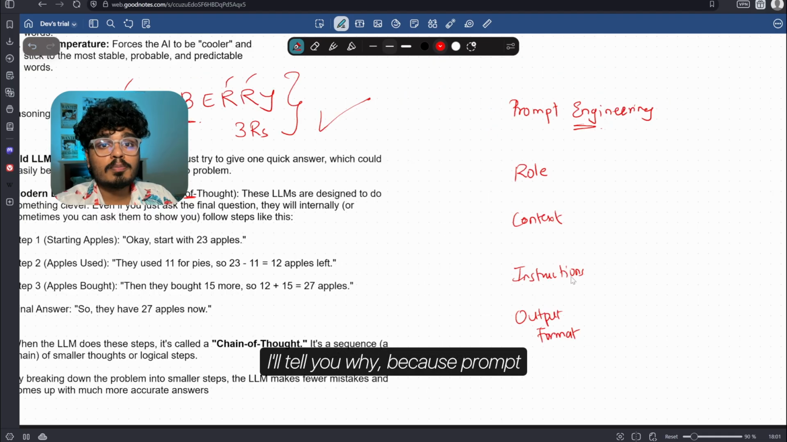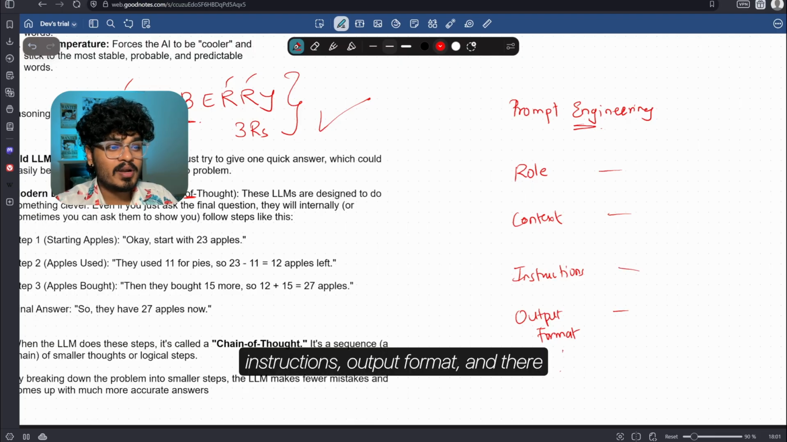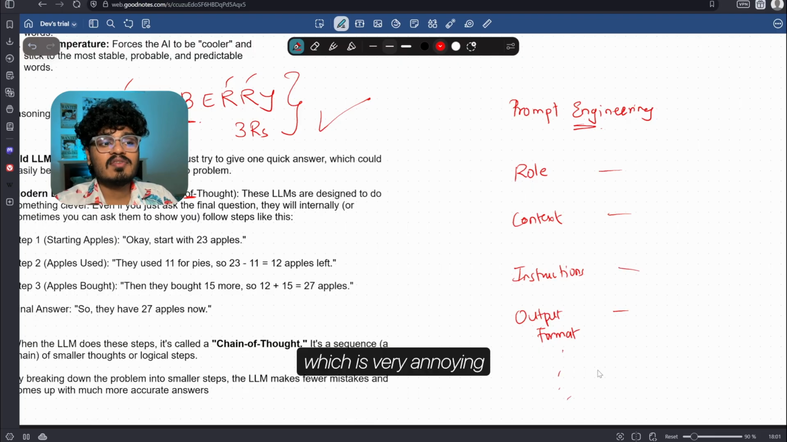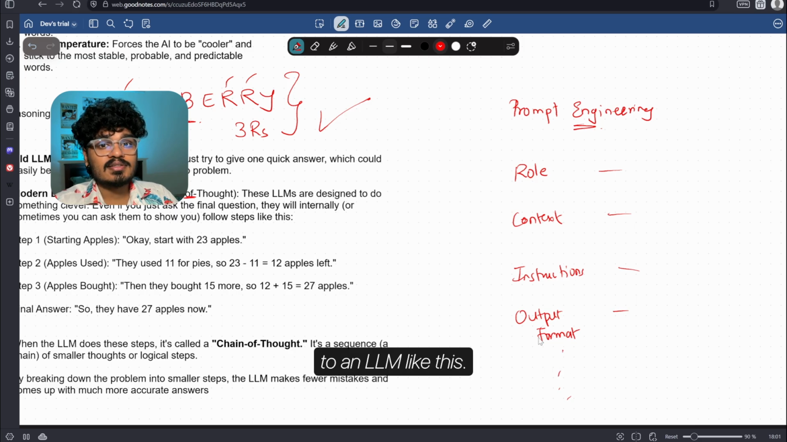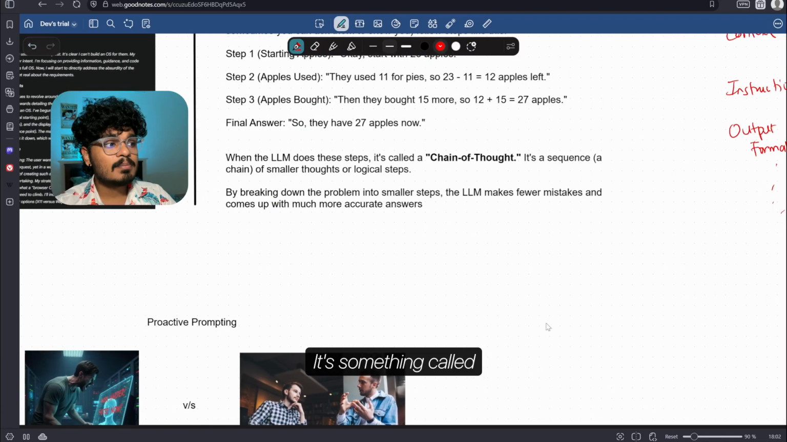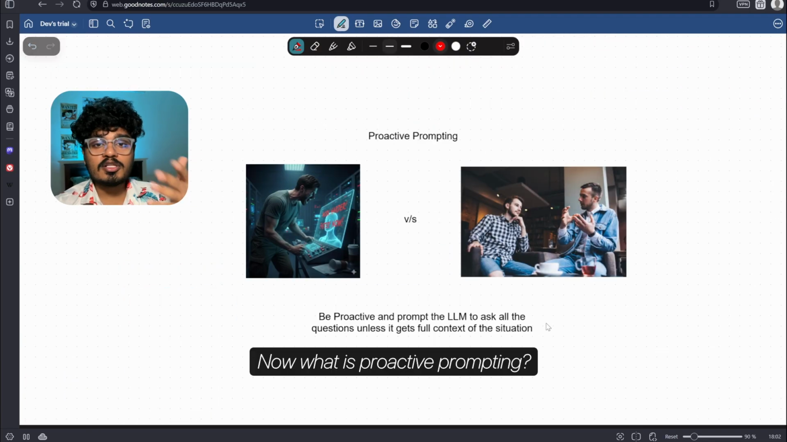I'll tell you why. Because prompt engineering is where you give them a role, the context, instructions, output format, and there are a lot more things, which is very annoying because as a human, you can't always talk to an LLM like this. Like you must have a rigid structure and all that. So what's the best way to talk to an LLM? It's something called proactive prompting. Now, what is proactive prompting?